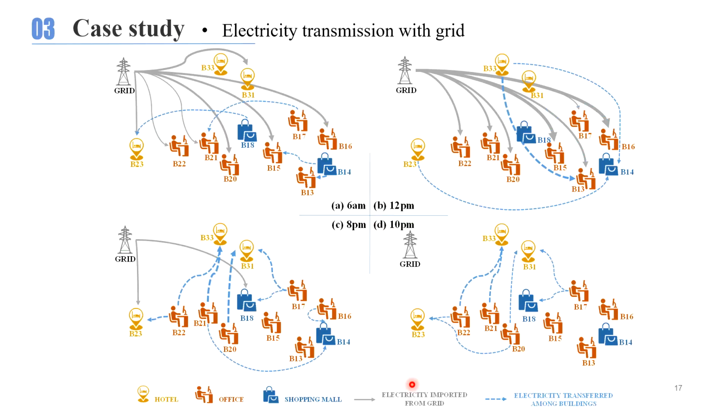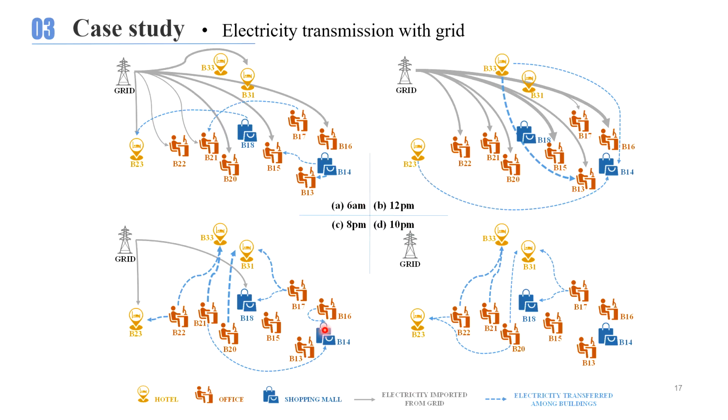And the electricity transfer with the grid is also analyzed. As illustrated, a large amount of electricity is purchased from the grid at 6 a.m., then 8 p.m. and 10 p.m. due to lower price at morning time. But at 12 p.m., although the purchasing fee is relatively high, a significant amount of electricity has to be imported from the grid to meet the peak demand of all buildings.